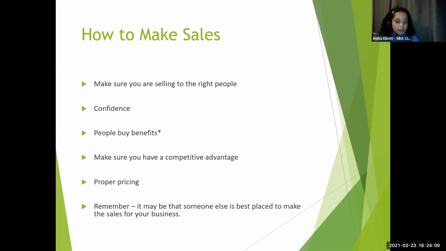Remember, your goods and services will need to be properly and fairly priced. If something is too expensive, people will not feel comfortable parting with their money.